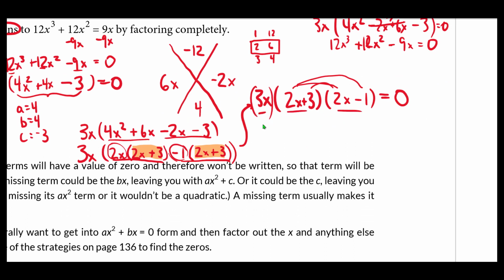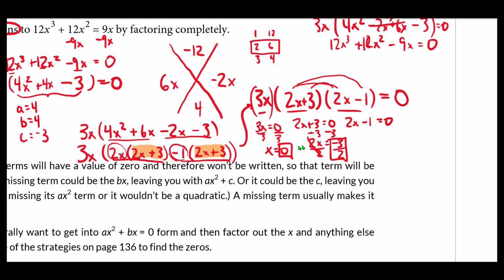And remember, to find the solutions, I can use the zero product property here. I can set 3x equal to 0. I can set 2x plus 3 equal to 0. I can set 2x minus 1 equal to 0. Obviously over here, x is just going to equal 0. Minus 3 minus 3, I get 2x equals negative 3. Running out of room here. So there, x equals negative 3 halves.